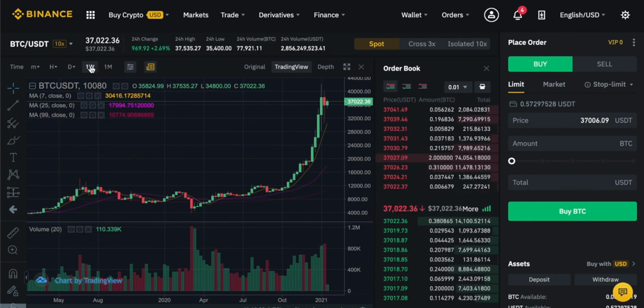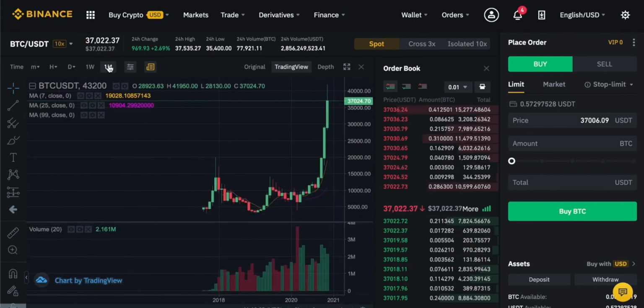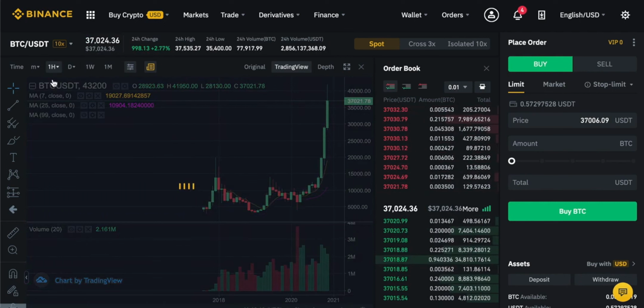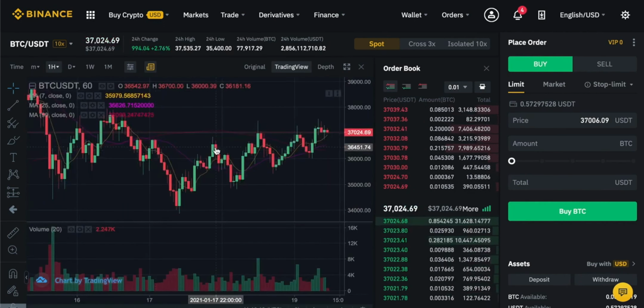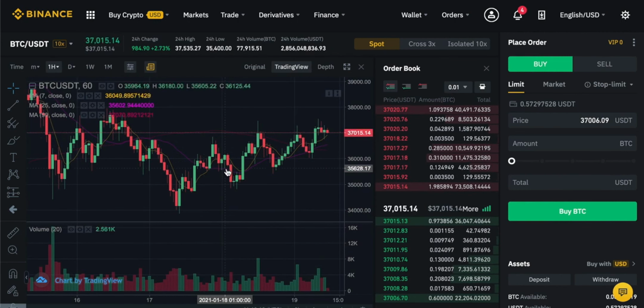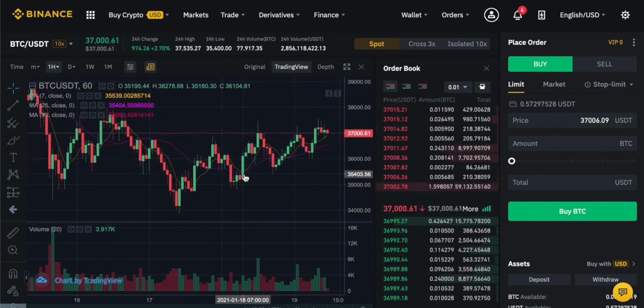We're on 1 week right now, but you can go to 1 month as well. You can even go to a 1 hour chart. So each bar will represent a different period of time. For a 1 hour chart, these candlesticks are probably 1 minute or 5 minutes. So this is a 5-minute time period right here.